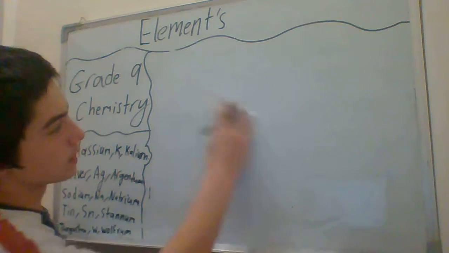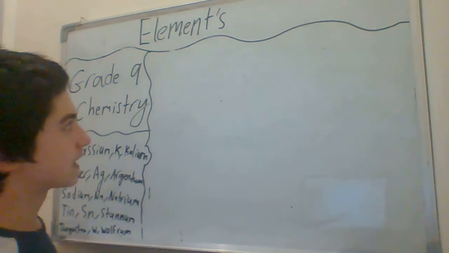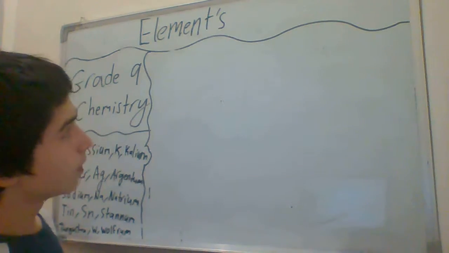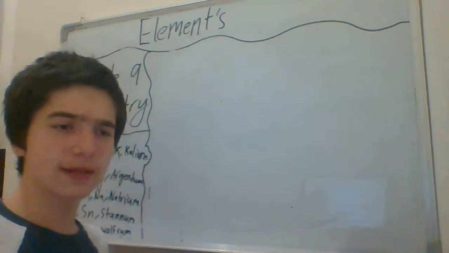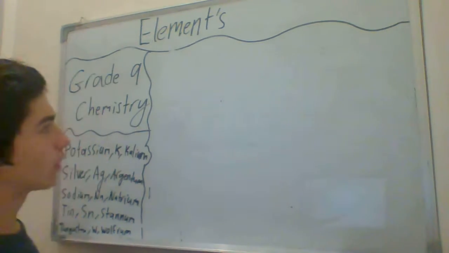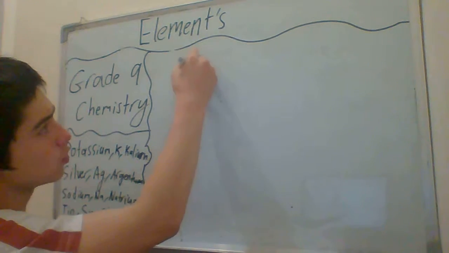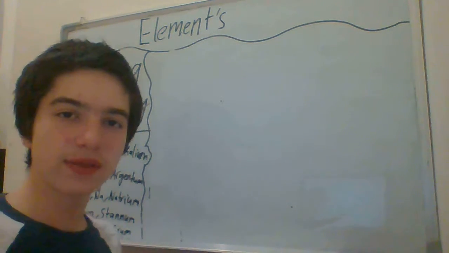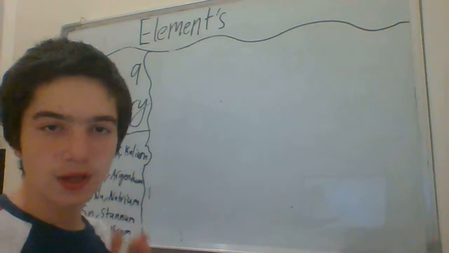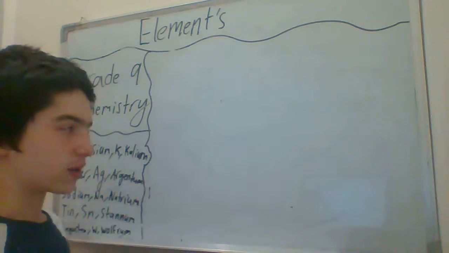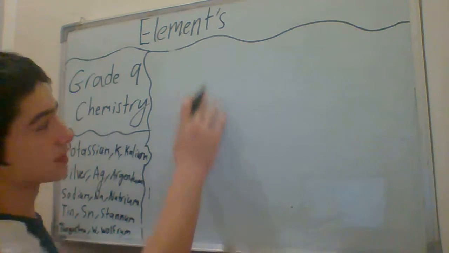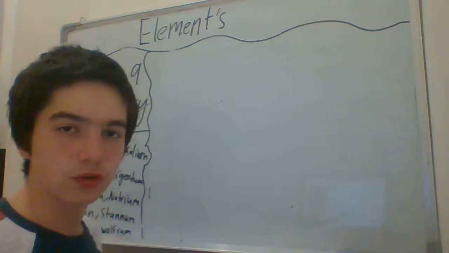Number 2, you'll always have that question that says, what is the number of protons and electrons in an element? How can you do that? You can just simply look at the periodic table. You'll see that the smaller number is always going to be the atomic number. So the atomic number always represents the number of protons and electrons.